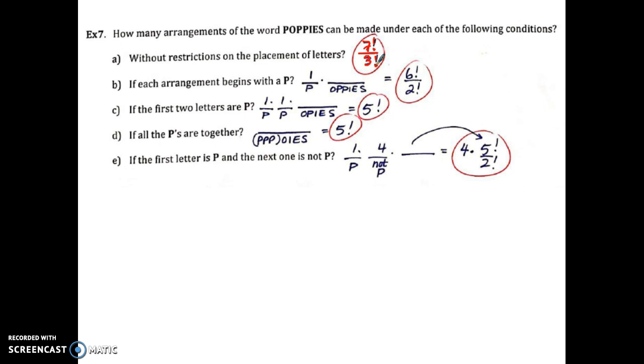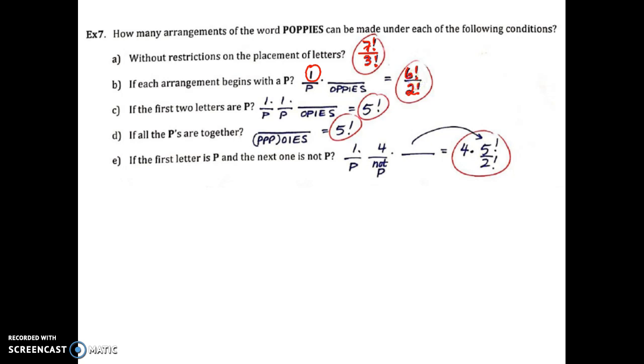If we know that each arrangement needs to begin with a P, then we've got no choice about what that first letter is, so it's just going to be 1. And we're really just thinking, okay, how do we organize the remaining 6 letters? Well, there are 6 factorial ways of organizing 6 letters. Seeing as we have 2 of those P's still amongst those 6, we need to divide through by that 2 factorial.